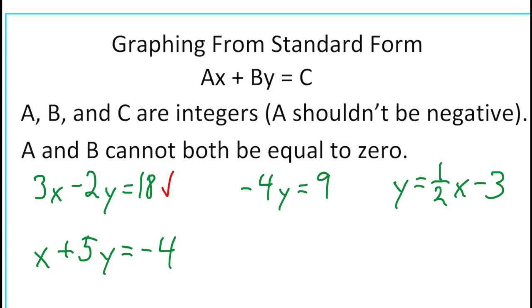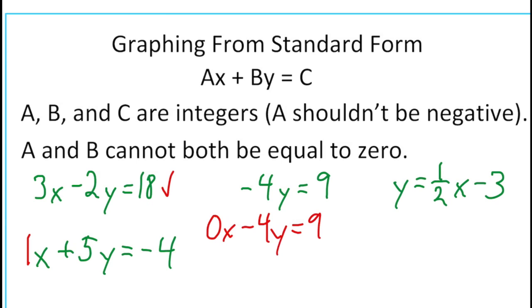That's not technically standard form because there's no number in front of the x. But if we add the 1, now it's technically standard form. Next up, we got negative 4y equals 9. Now, that doesn't look like standard form because there's no x value. So to write this in standard form, you would rewrite it as 0x minus 4y equals 9.